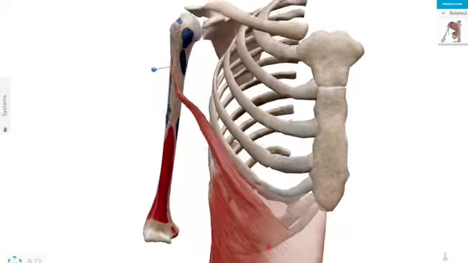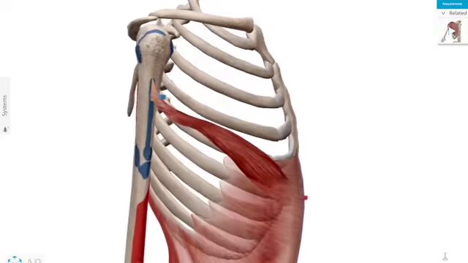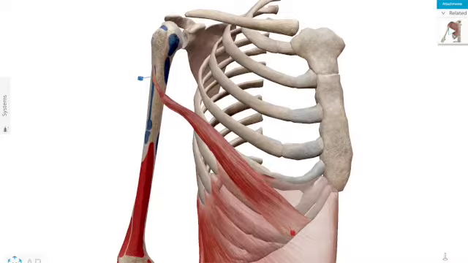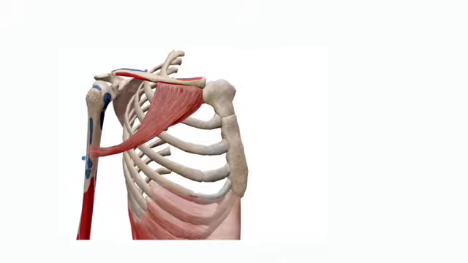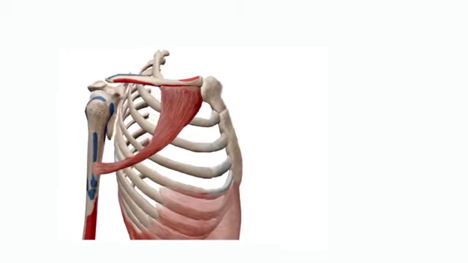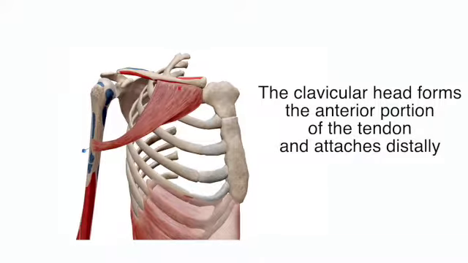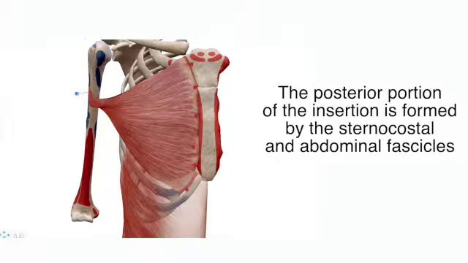And last, the abdominal portion. This is inconsistent and originates on the sheath of the rectus abdominis and the ribs distal to the 7th rib. All of the rib fibers coalesce into a U-shaped tendon that attaches to the crest of the greater tuberosity. The clavicular portion attaches distally and forms the anterior portion of the tendon, while the posterior portion of the tendon is formed by the sternocostal and abdominal fascicles.